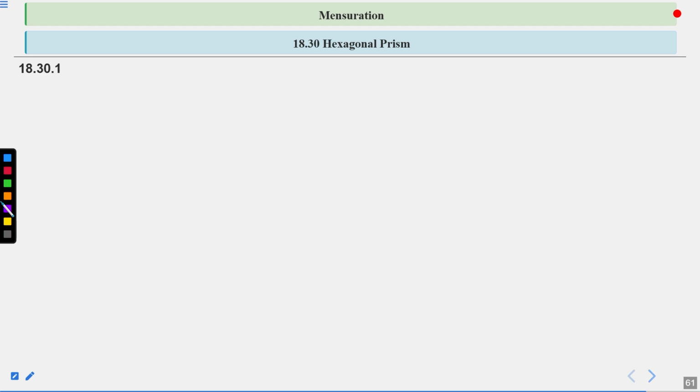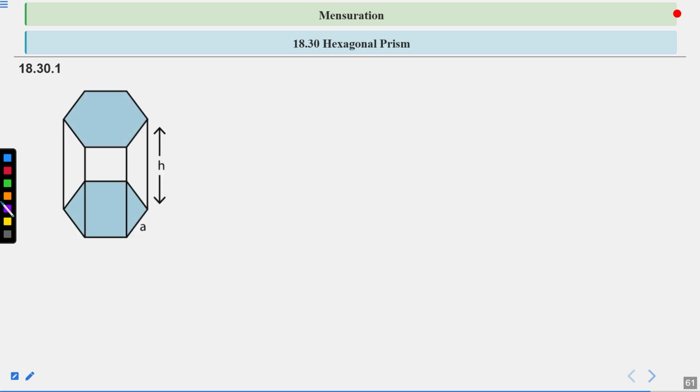Next, hexagonal prism 18.30. Now see the first formula, 18.30.1. So this is the diagram of the hexagonal prism. The side is a and the height h is given. So we can say that the base area of the hexagonal prism will become 3 root 3 by 2 times side square.